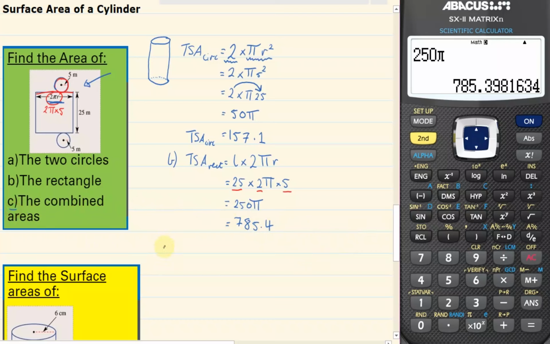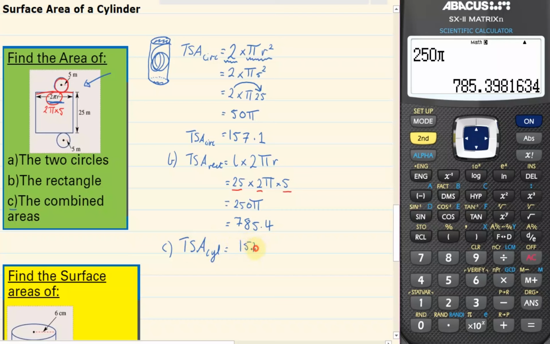Now part C asks us to find the area of the combined areas. Okay, so now we're looking for the total surface area of the cylinder itself. So part B gave us the body of the cylinder. Part A gave us the top and the bottom. We combine those two, and we will have the total surface area of our cylinder.